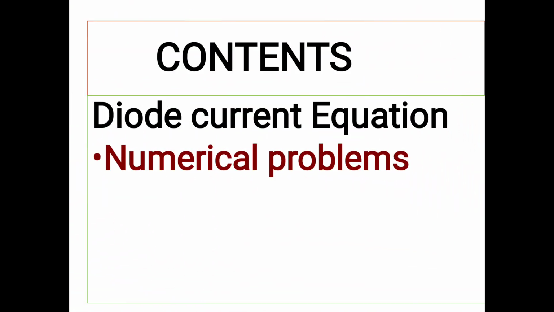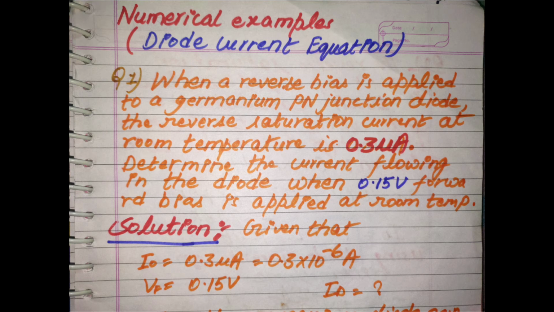In this presentation we are going to solve some numerical problems on the diode current equation. As you have studied about the diode current equation, we have derived it for different cases, for example for the germanium diode and for the silicon diode, and we have also derived the equation for the reverse bias diode. So let us start to solve some numerical problems.